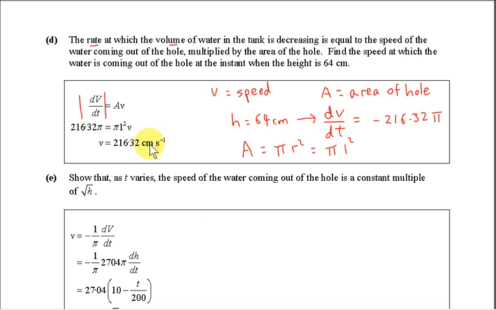Notice that the units of v are distance over time. Speed is distance over time. Just to see the units, the magnitude of dV/dt is in centimeters cubed per second. The units for the area is centimeters squared. Centimeters cubed divided by centimeters squared is just centimeters. So we end up with centimeters per second, as we would expect to. Centimeters is just a distance. Distance over time is speed.